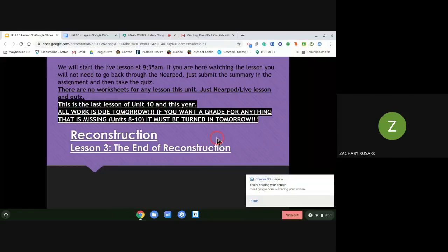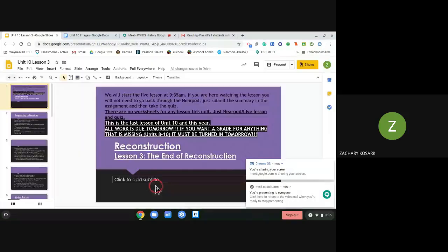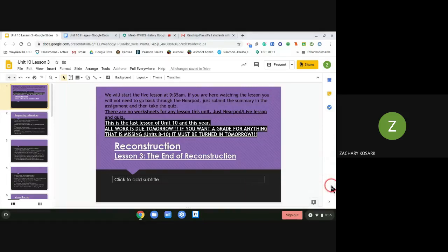So today, what we are going to be looking at is the last lesson of Reconstruction. The last part that we focus on is how Reconstruction kind of wraps up towards the later years, from the later 1860s into the 1870s.